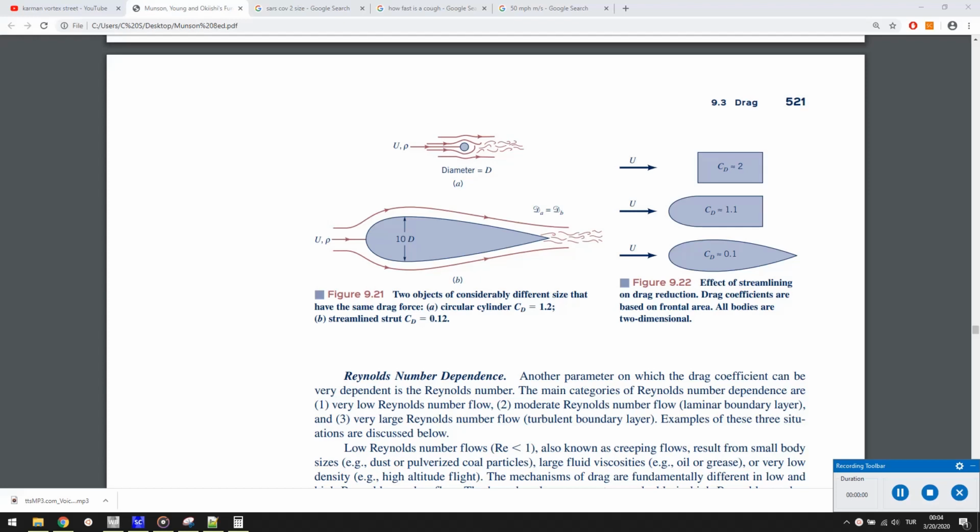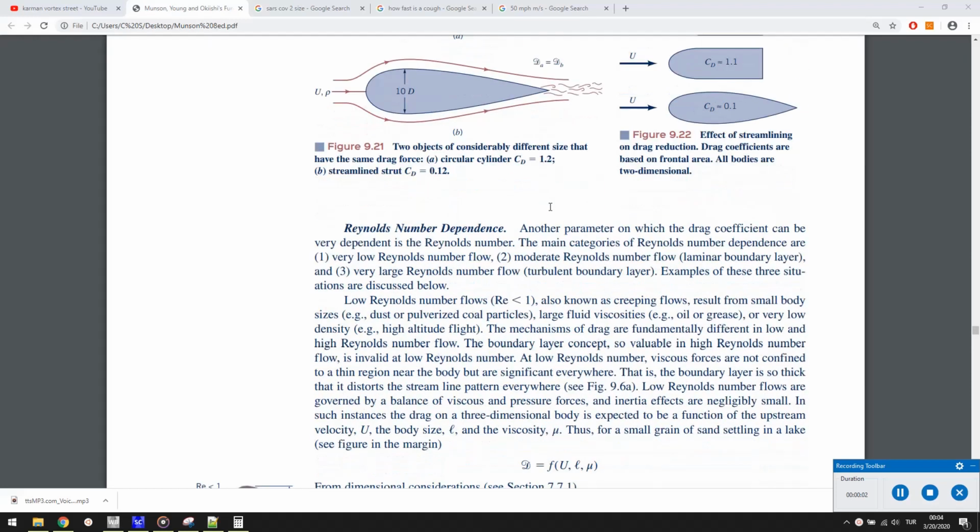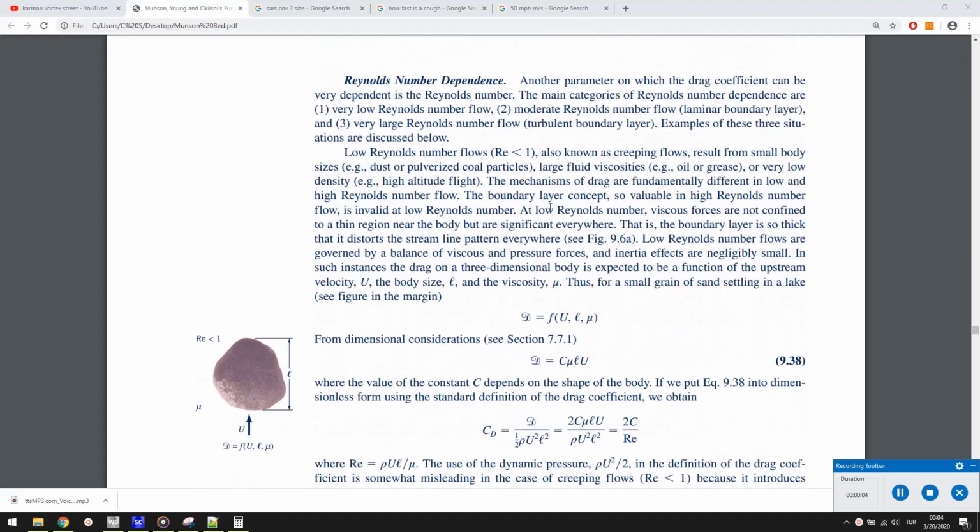This is again Chapter 9 of Munson's book. In the part explaining the Reynolds number dependence of the drag coefficient, creeping flows are mentioned, which are flows with Reynolds number less than 1. Reynolds number can be small if the fluid speed is low, body size is small, fluid viscosity is high, or density is low. In these flows the drag coefficient is inversely proportional with the Reynolds number.